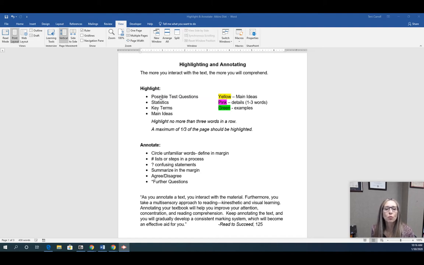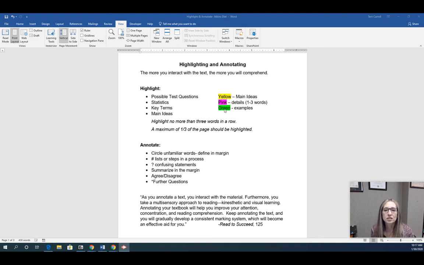In college, when you're reading your textbook, you want to be looking for possible test questions. So if you come across something that you think an instructor might ask on a test, highlight that information. Statistics are always good to highlight because more than likely you will have a question about a statistic that you've read. Also, key terms related to what you're talking about. If you're in a psychology class and they've talked about different theories, you might highlight those theory names as your key terms. And then you also want to highlight main ideas that you read.